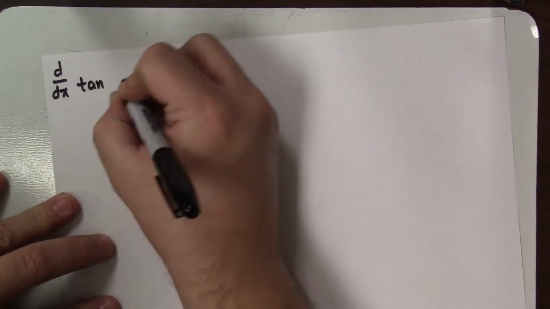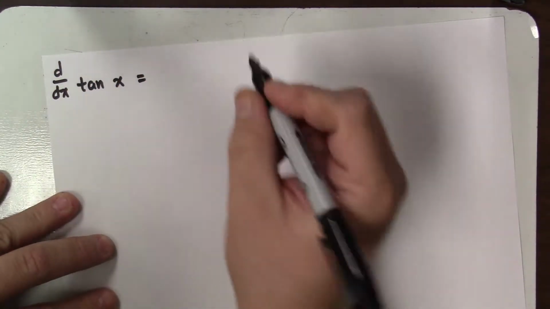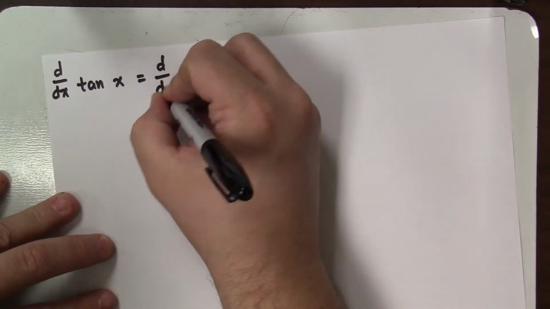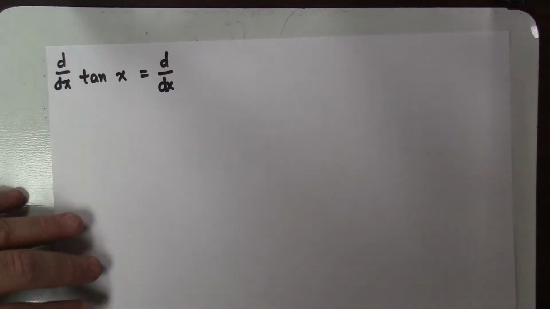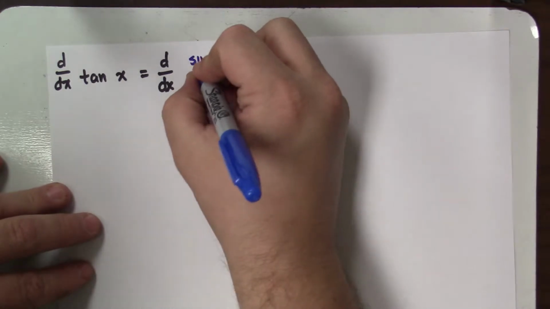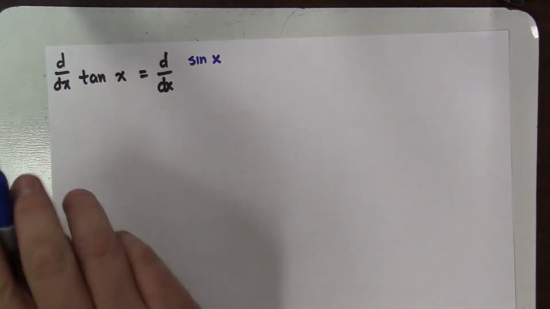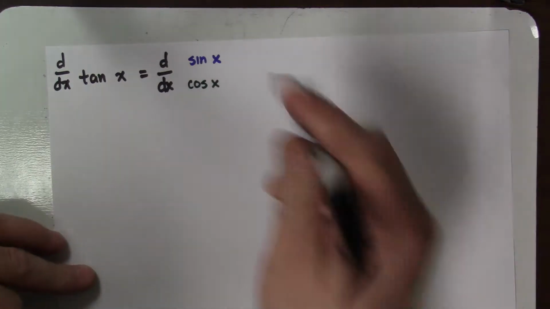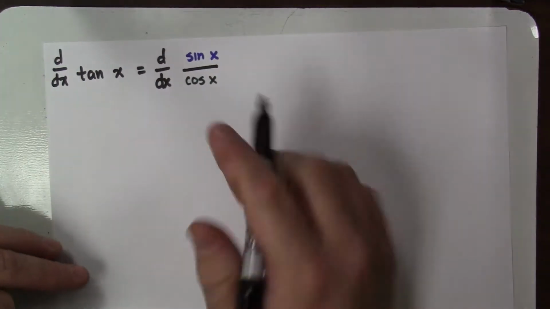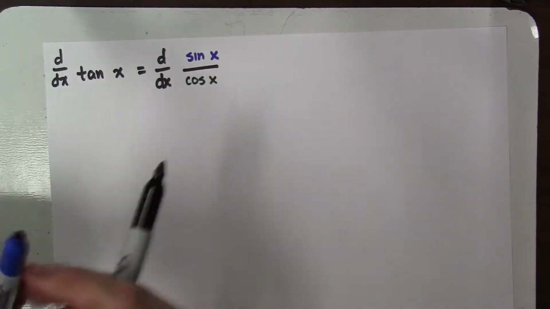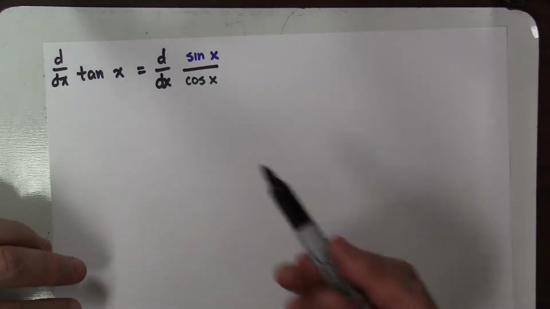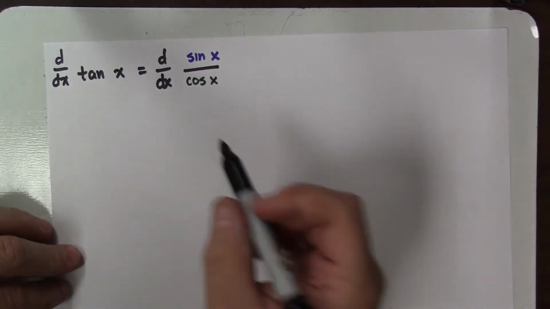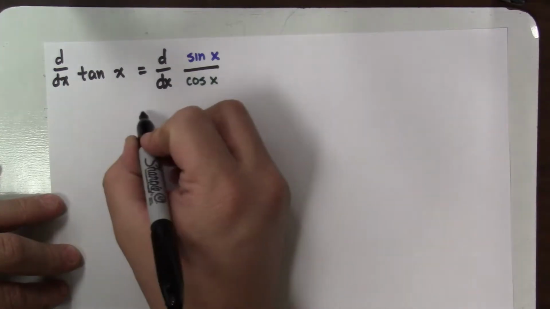So, I'm going to start with tangent. I want the derivative with respect to x of tangent x. Now, to do this, I'm going to be a little tricksy. If you remember, tangent is actually sine of x over cosine of x. And I'm going to evaluate this using the fact that sine and cosine have the derivatives we developed, and I am going to use the quotient rule to solve this.